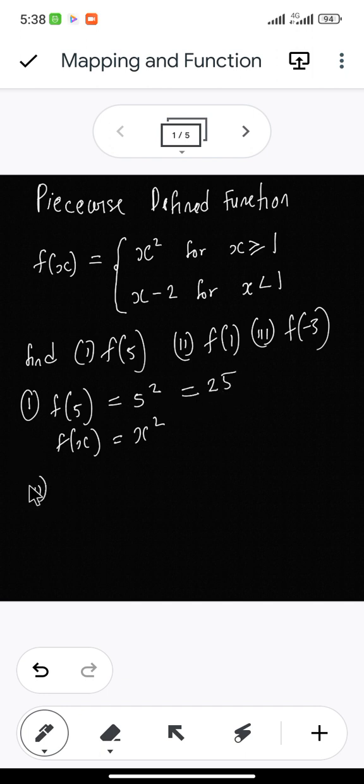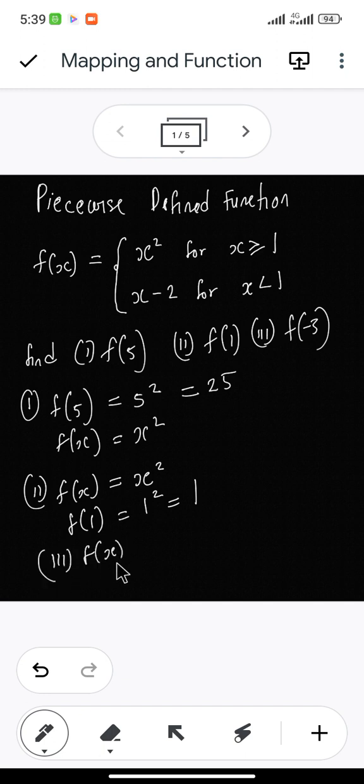Now for the second question, f of 1 means that x is 1. Which of the formulas are we meant to use? You can't use the second one because 1 is not less than 1, you understand? Your x can be greater than or equal to 1, so x can be 1 or anything greater than 1. But x cannot be 1 in the second condition, because there x is less than 1. So you're still making use of the first equation. If f of x is x squared, that means f of 1 is going to be 1 squared, which gives you 1.